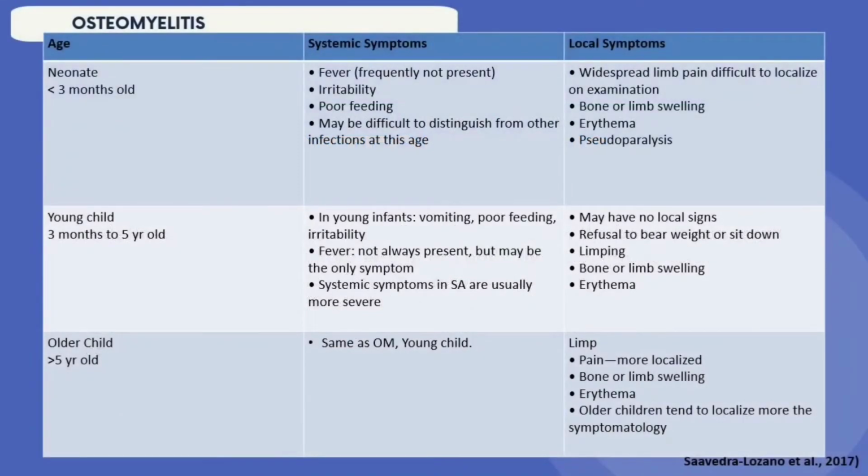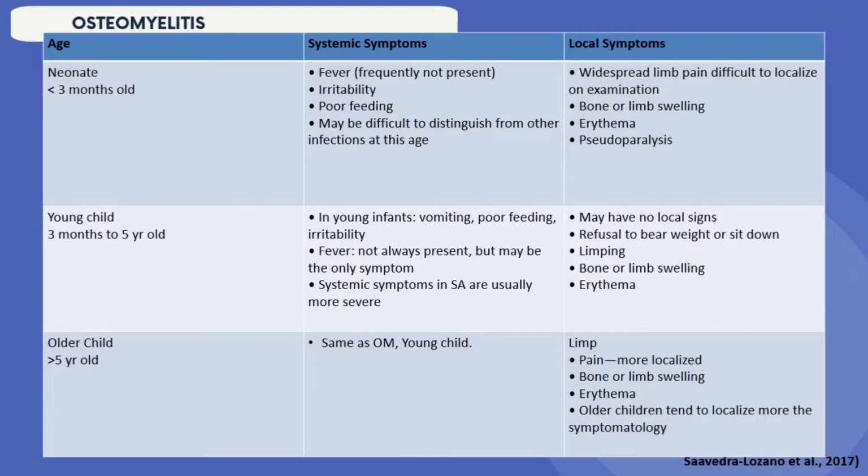This is a table of the clinical symptoms of osteomyelitis in different age groups, starting from neonate, young child, and older child. In neonates, systemic symptoms are fever, irritability, and poor feeding, and it's difficult to distinguish from other infections at this age. Local symptoms are widespread limb pain, which is difficult to localize on examination, bone or limb swelling, erythema, pseudoparalysis, and there can be no local signs, especially when flat bones are affected.